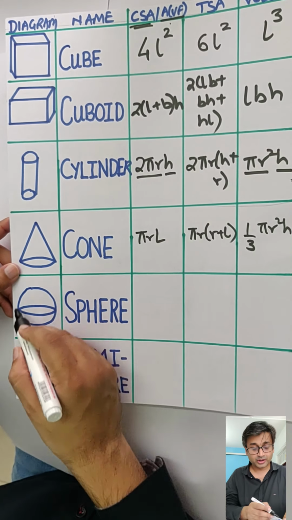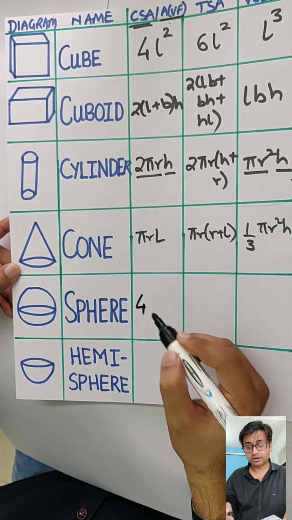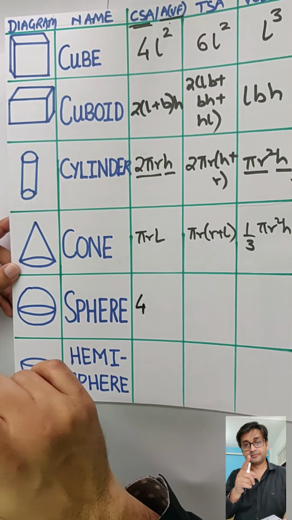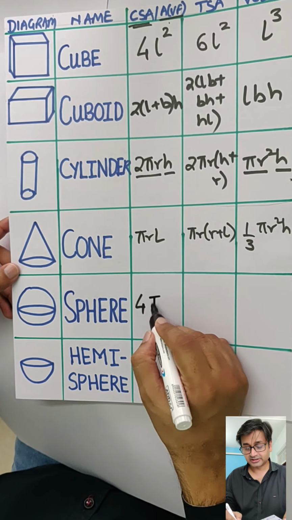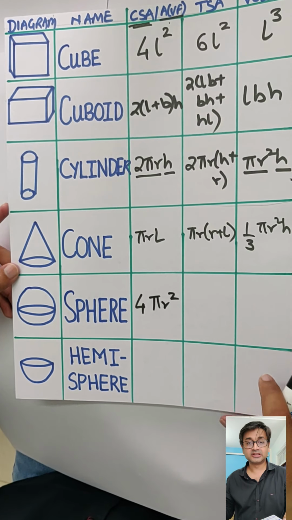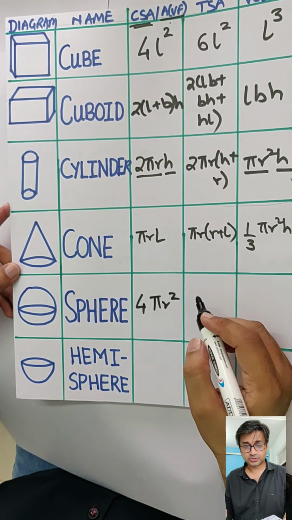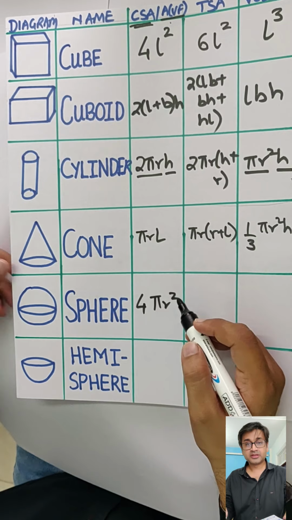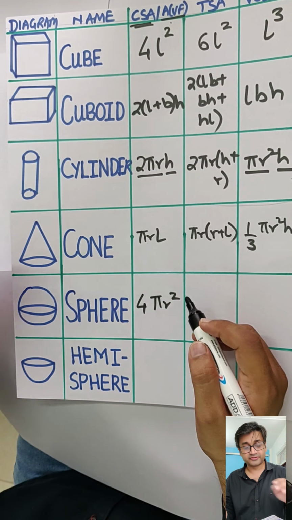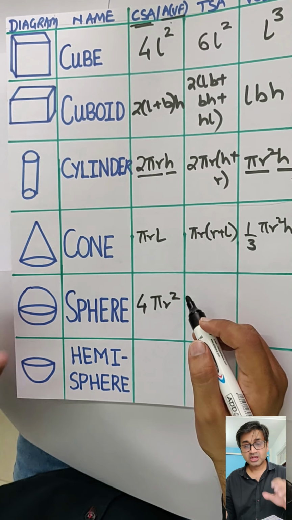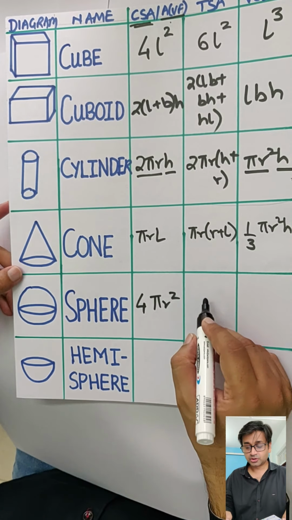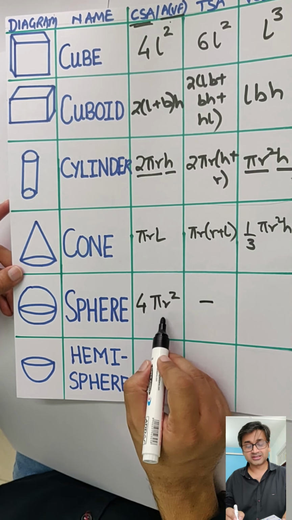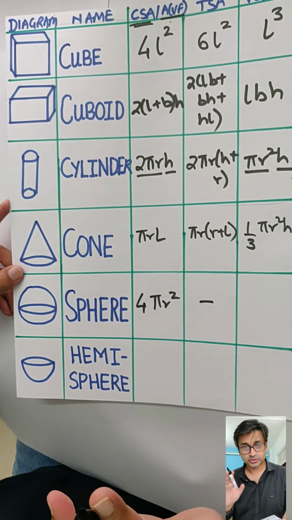And they prove that one sphere is equal to 4 times the circle. So one circle is pi r square, so 4 times the circle will be 4 pi r square. Now for a sphere, there is no curved surface or total surface because it doesn't have a base. So there is only surface area. So no total or no curved, only surface area, which is 4 pi r square.